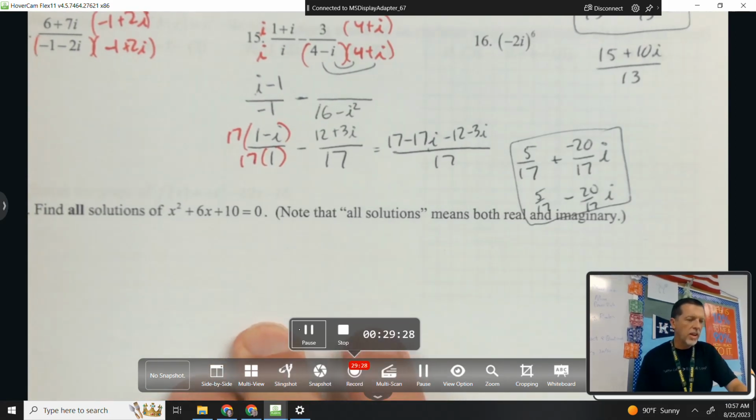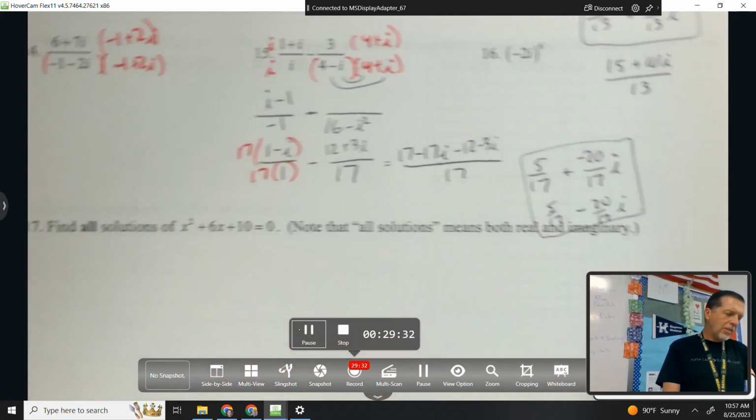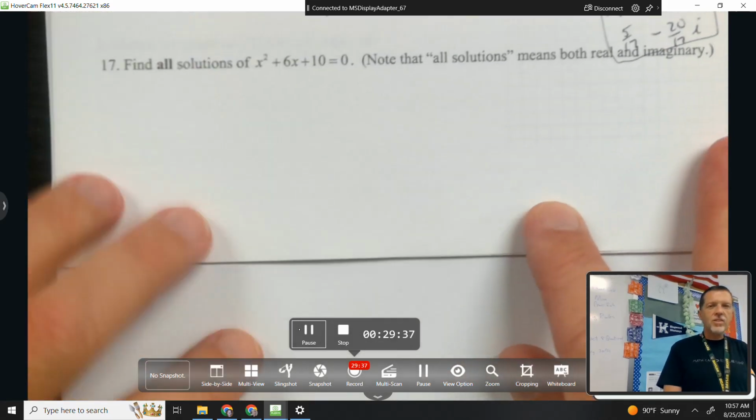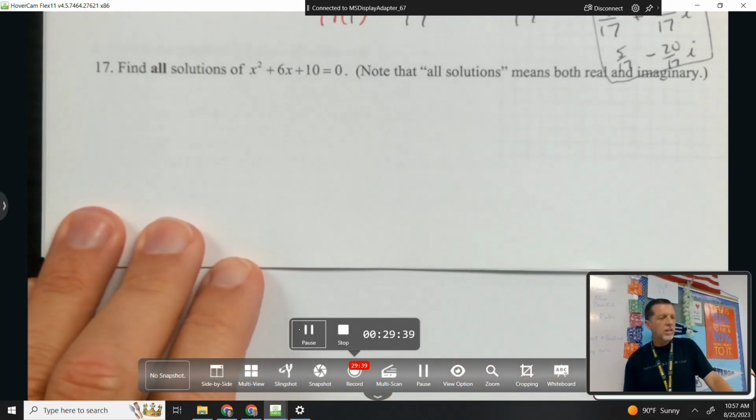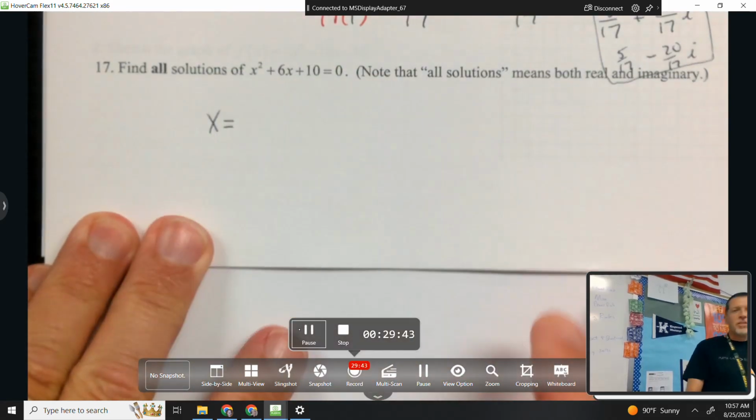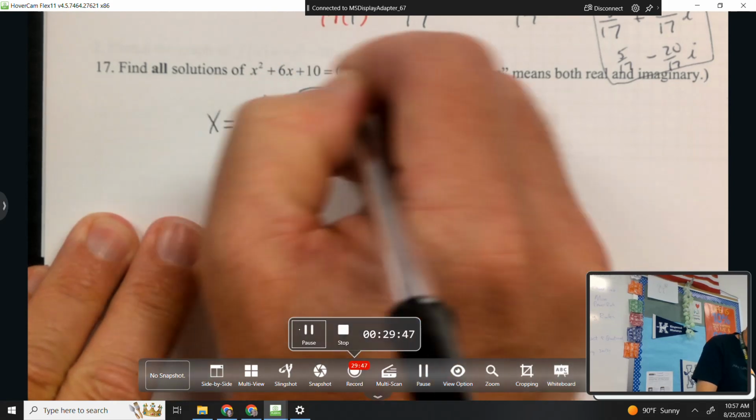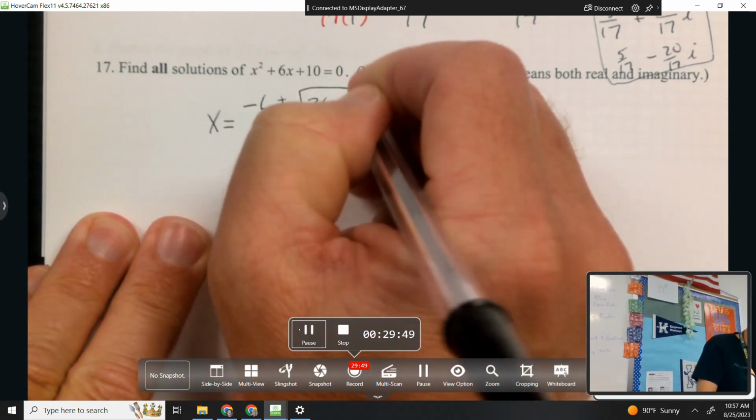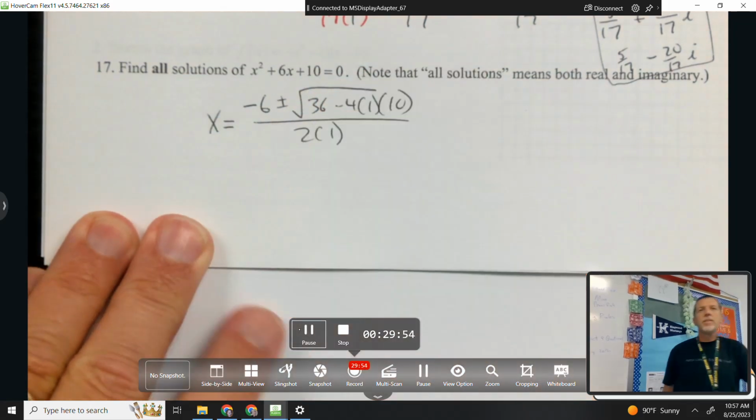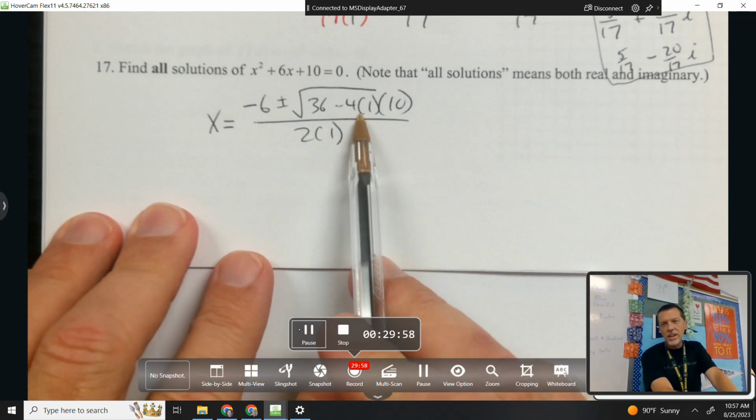Time flies when you're having fun. Let's skip 16. I think you can even skip 17. What does it take to solve a quadratic if you can't factor? I don't like skipping 17 because I like to sing. X equals negative b plus or minus the square root b squared minus 4ac all over 2a. And you can see there's going to be a negative in there, and so that's going to lead to an I.